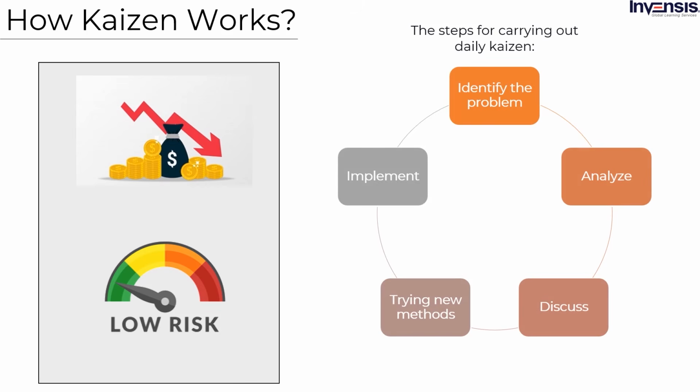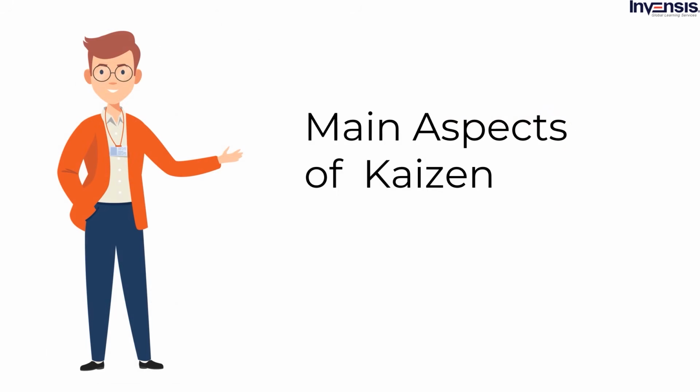Identify the problem. Analyze, and discuss the situation with others. Try out the idea by any of the methods. Implement this if it suits your situation, else start planning once again. Knowing how Kaizen works, let us now talk about the main aspects of Kaizen.